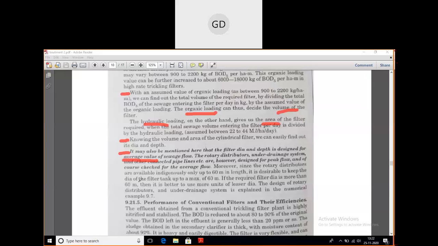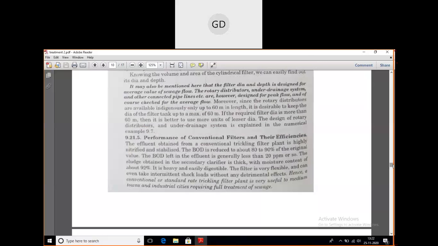Okay, so now the rotary distributors are available indigenously only up to 60 meter in length. So the rotary distributors are available only up to 60 meter in length, and it is desirable to keep the diameter of the filter tank up to a maximum of 60 meter. So you need to keep the diameter to a maximum of what? 60 meter.